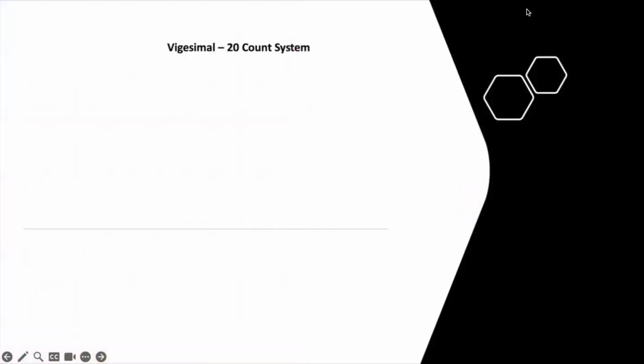The indigenous people of Mexico and Central America used what is called a vigesimal system, or a 20-count system, which is different than ours. We use a 10-count system, of course.